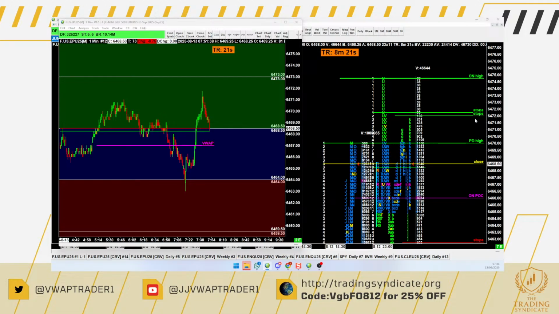Don't be intimidated by the TPO chart. It's just a really fancy candle chart. There's a couple of things on a TPO chart that really help: single prints, that kind of stuff, poor highs, poor lows.